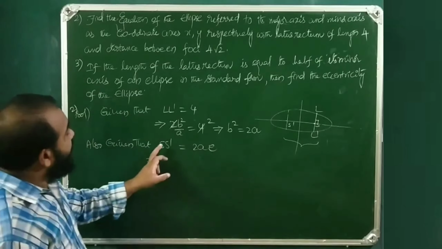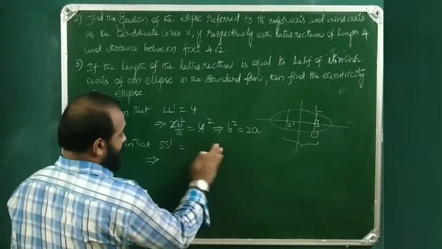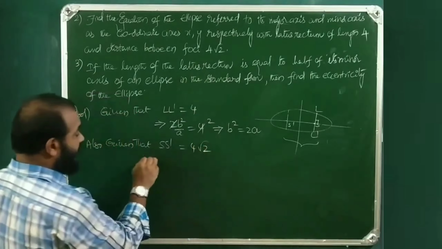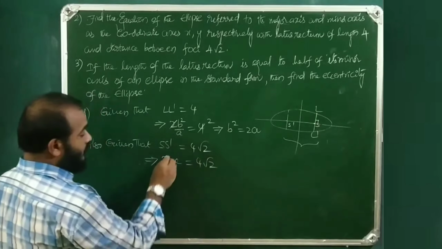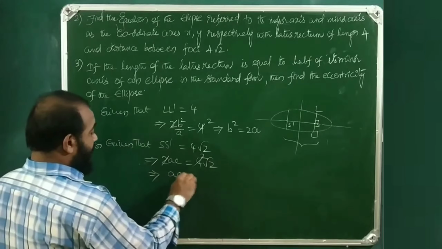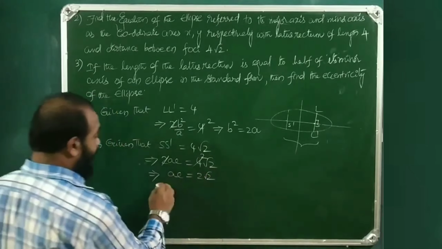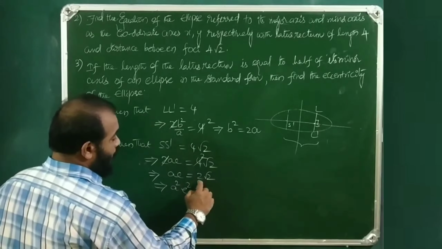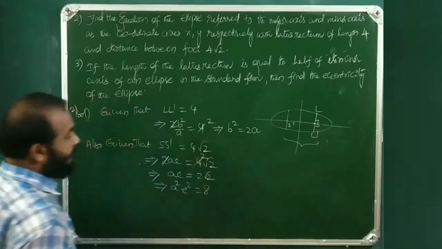SS' is 4 root 2, which is given. So 2ae equals 4 root 2, so ae is equal to 2 root 2. Squaring on both sides, a square e square equals 2 root 2 whole square, which is 8.